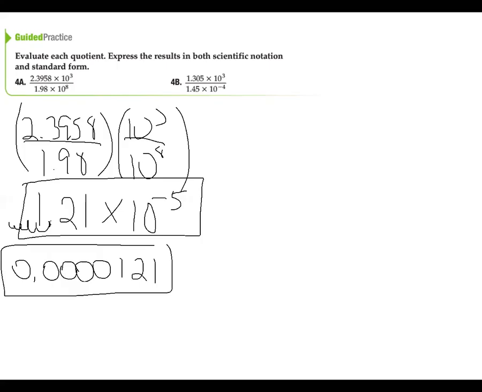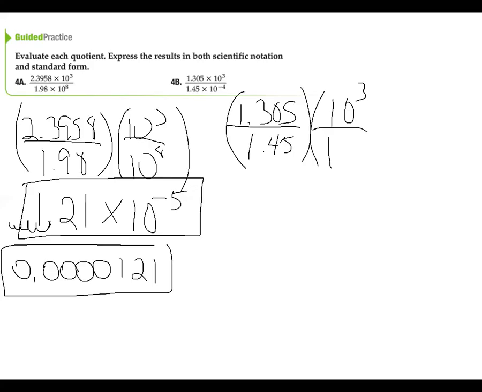Okay. For B, you have 1.305 divided by 1.45 times 10 to the 3rd over 10 to the negative 4. Okay, 1.305 divided by 1.45, you get 0.9 times 10 to the 7th, because you have 3 minus negative 4.